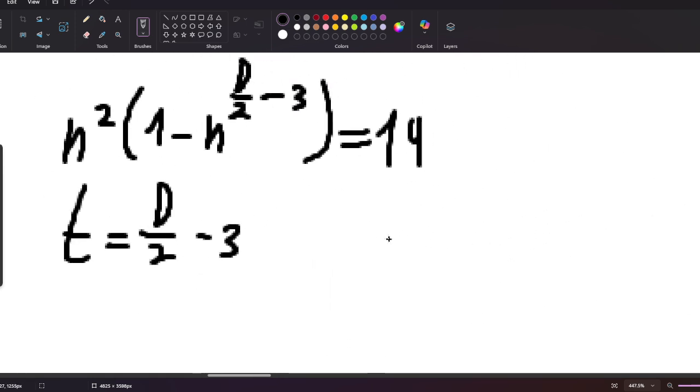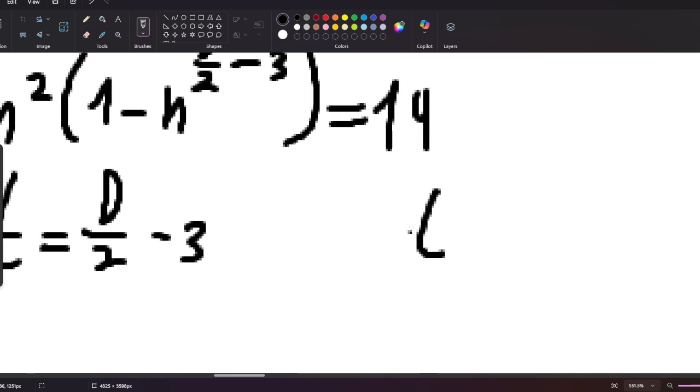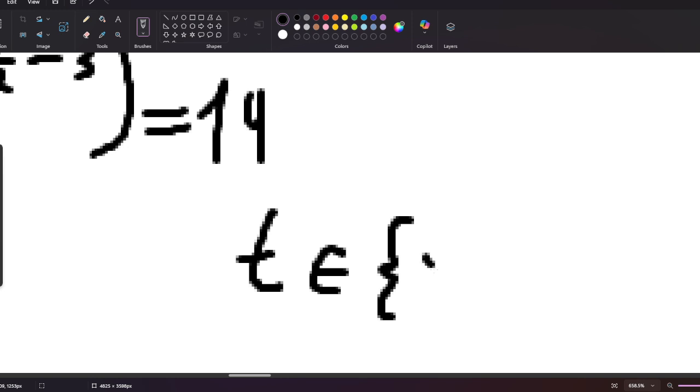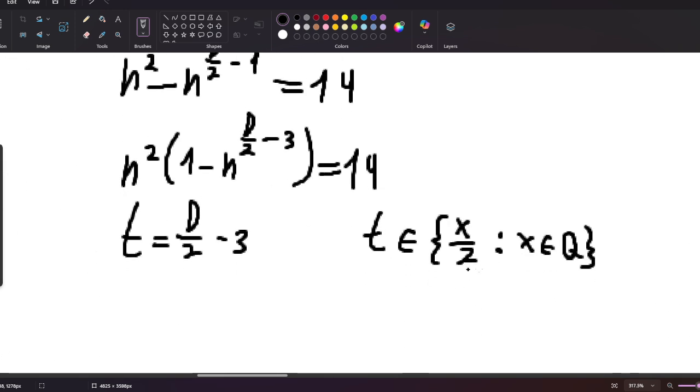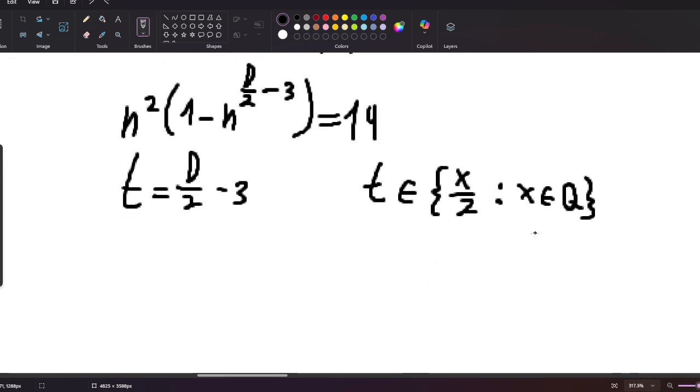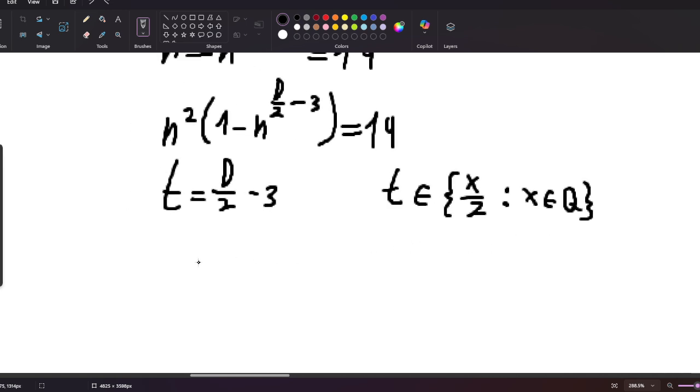And the thing is, t essentially belongs to the set of numbers like this. In other words, it's always going to be either a whole number or a whole number if you were to multiply it by 2, which is handy knowledge here. I will apply it in a second.